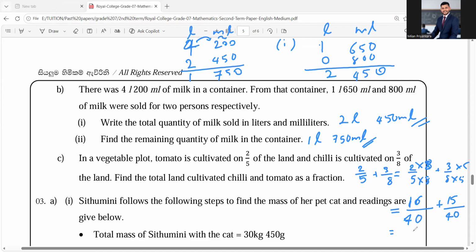Now you can add 16 plus 15. Right? It's going to be 31 over 40. Right? Now this is the fraction, the total fraction of the land. Right, I hope you understand.